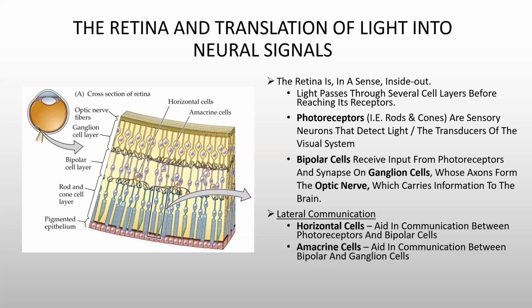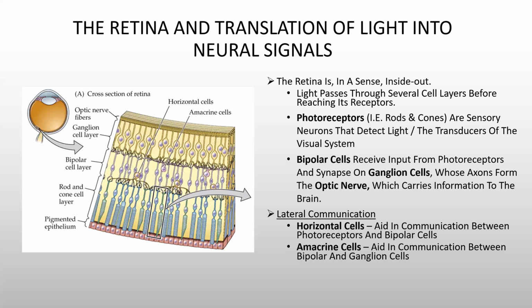We also have bipolar cells, which receive the input from the photoreceptors, and synapse on ganglion cells, whose axons form the optic nerve. That's what leaves the eyeball itself, that optic nerve, on its way up to the brain. There's also lateral communication that happens in the retina. The horizontal cells, as you see in the diagram, aid in communication between photoreceptors and bipolar cells. And amacrine cells aid in communication between bipolar and ganglion cells.